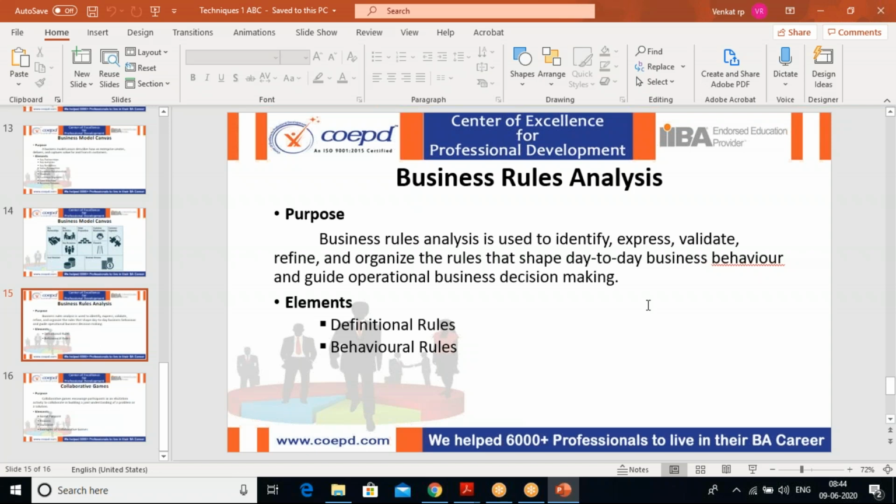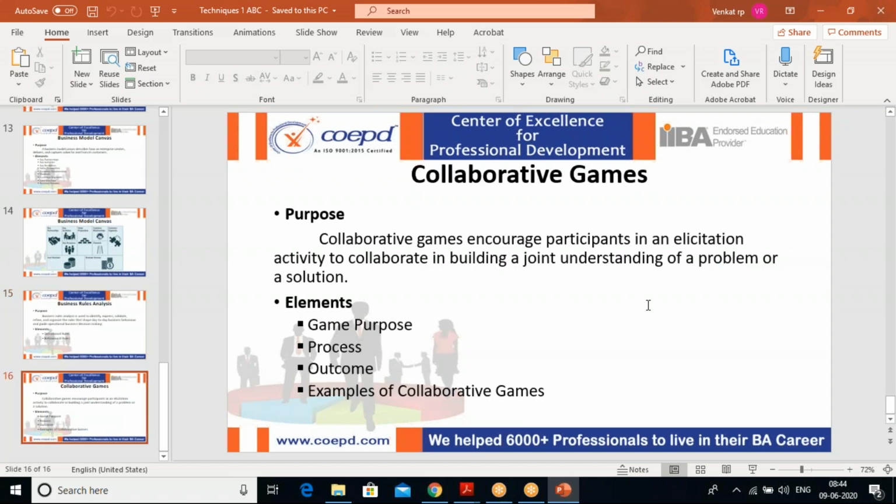We have to see both these things. Okay. And then we have the collaborative games. Now collaborative games is something before you actually elicit any requirement, we have to prepare the participant to give you the requirements. For that we can conduct collaborative games.